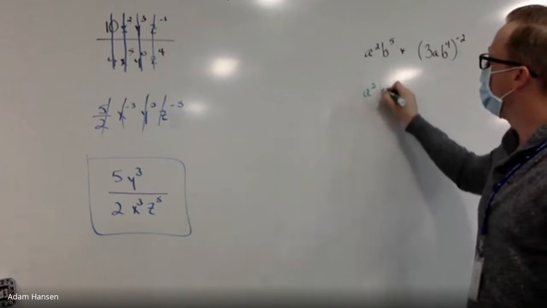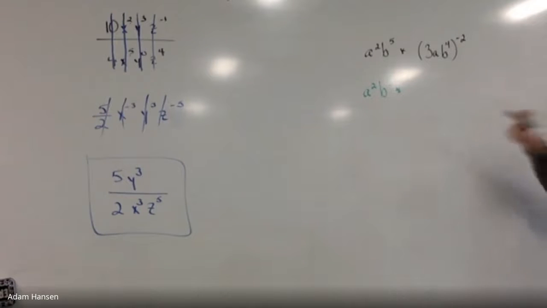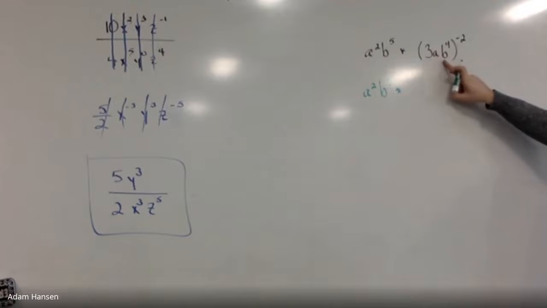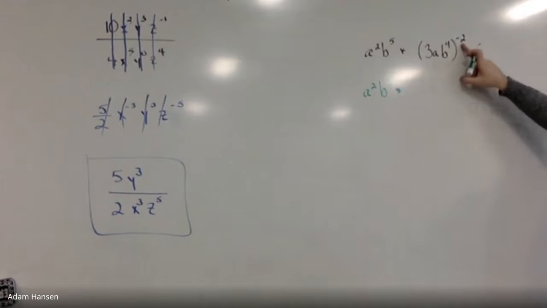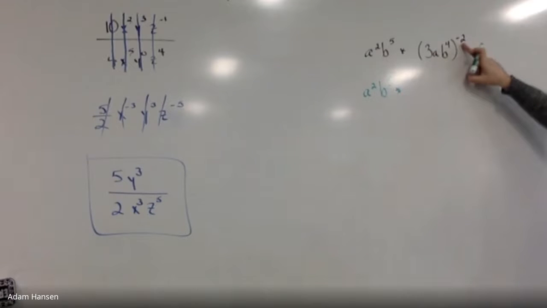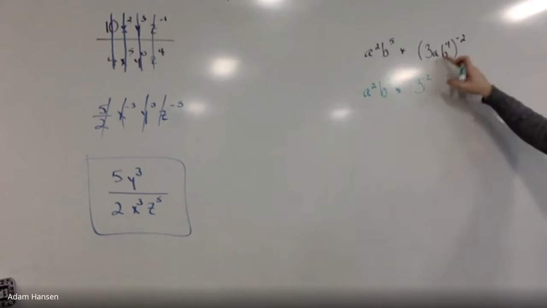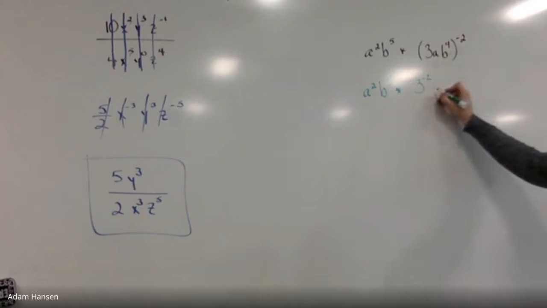So let's see here, carry this down. Now let's take everything in this quantity, 3a and b to the fourth, and raise it to the negative second power. So 3 to the negative second power. I'll just write that down for now. A to the negative second power.